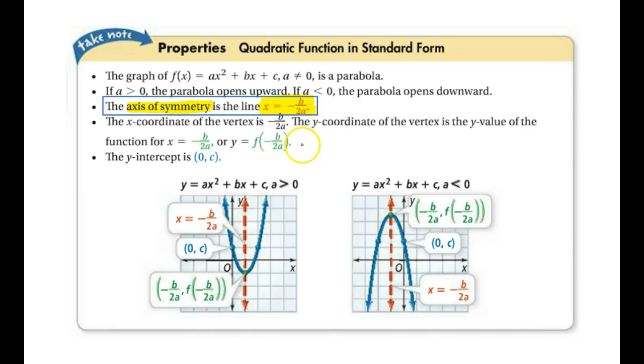The other piece of information that we want to identify is the y-intercept of the parabola, and that is the coordinate (0, c). Remember, you find the y-intercept by plugging in 0 for x, so the only value left once you plug in 0 for x is the c value, so that would be the y-intercept of the parabola. And then you can see right here we just have two general drawings of parabolas, one opening upward and one opening downward.